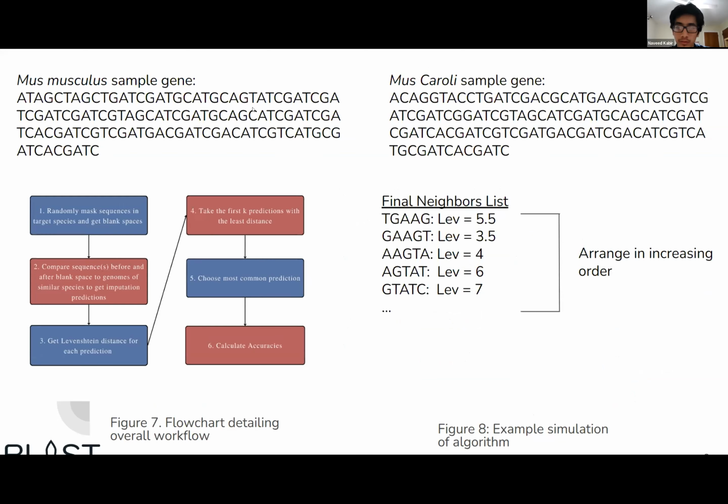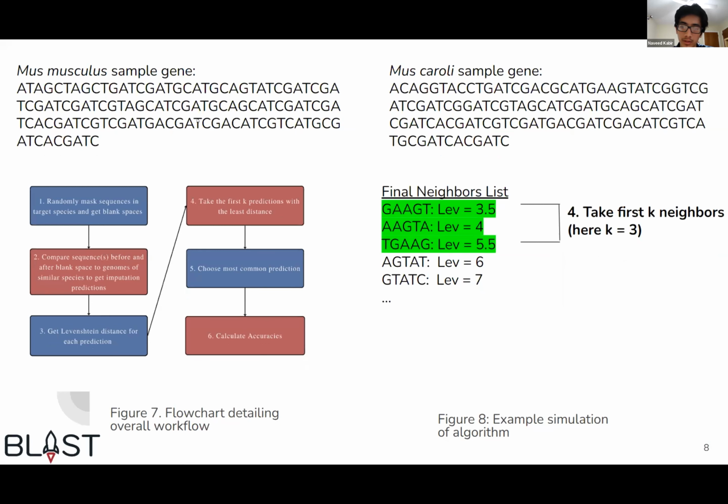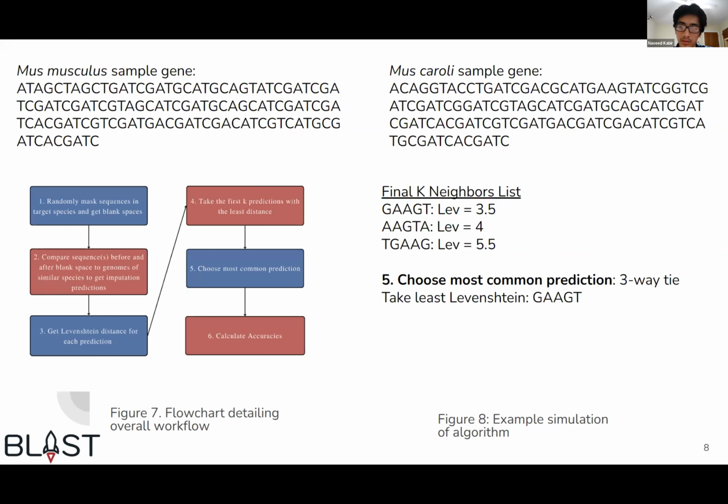So once we have the final neighbors list with all the Levenshtein distances for each prediction, we sort them in increasing order. And once they're sorted, we take the first k neighbors, which in this case k equals 3, with the lowest Levenshtein distance. And then we choose the most common prediction, but since all the 3 predictions in this case were different, we just choose the one with the least Levenshtein distance, which is the first one.